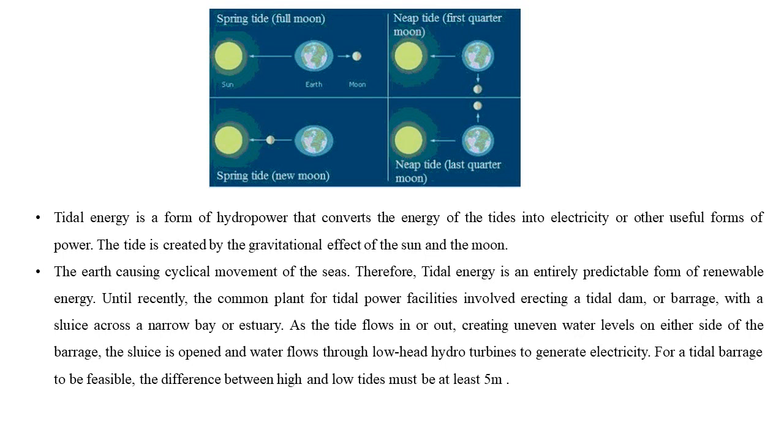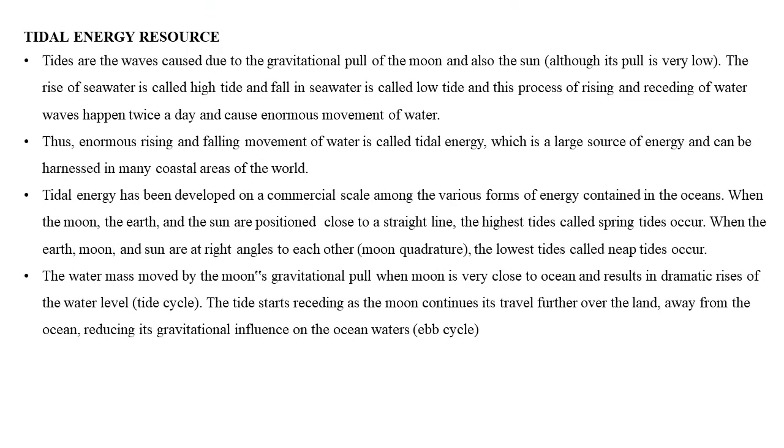Until recently, the common plan for tidal power facilities involved erecting a tidal dam or barrage with a sluice across a narrow bay or estuary. As the tide flows in or out, creating uneven water levels on either side of the barrage, the sluice is opened and water flows through the low head. Hydroturbines generate electricity. For a tidal barrage to be feasible, the difference between high and low tides must be at least 5 meters.